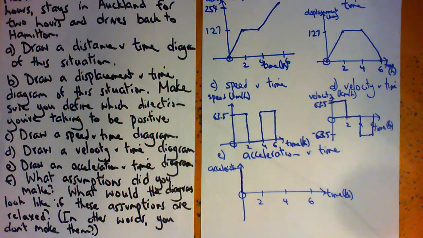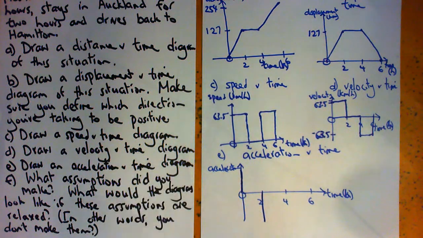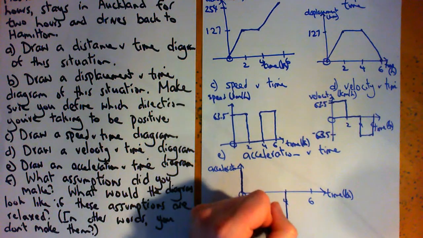At the 2 hour mark, the velocity is changing from 63.5 to 0. So it's a decrease in velocity. We're going to represent that by a down spike. What's happening at the 4 hour mark? Well, it's going to be a change in velocity from 0 to negative 63.5. So that's again a decrease in velocity, which makes that a down spike.